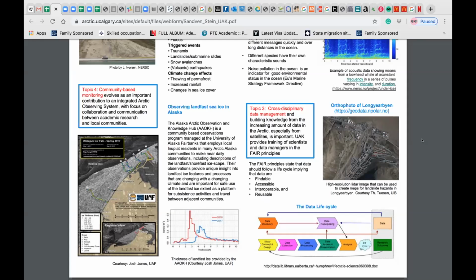Of course, it's also important for general climate research. The sea ice is one of the most significant indicators of climate change in the Arctic.